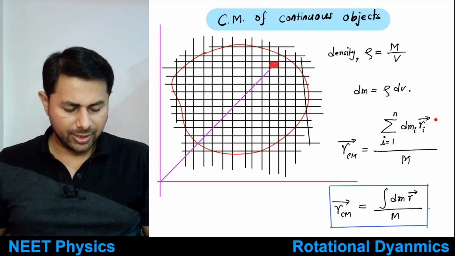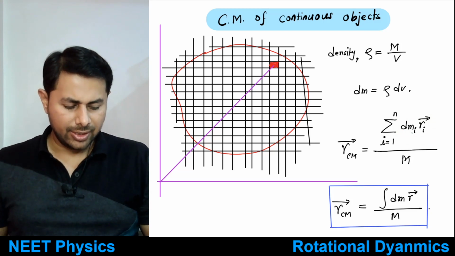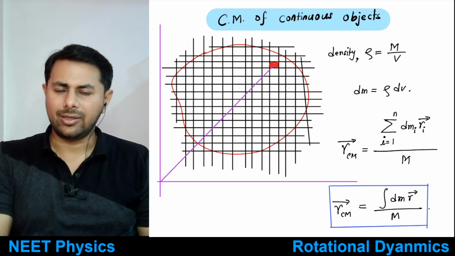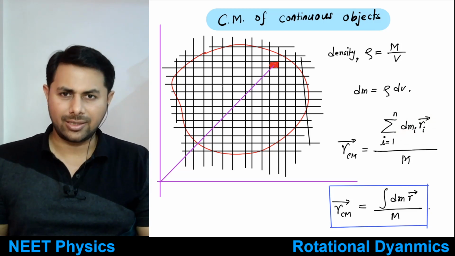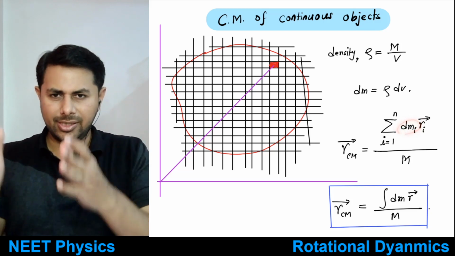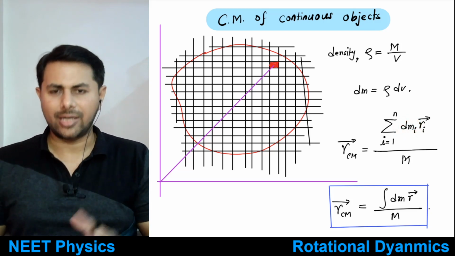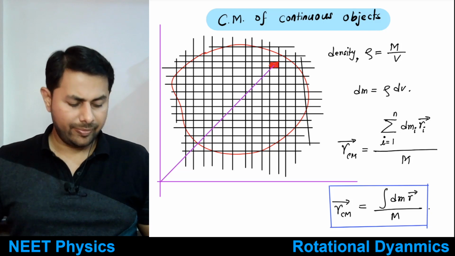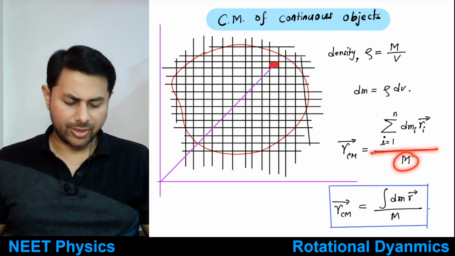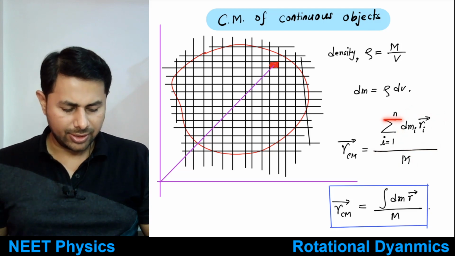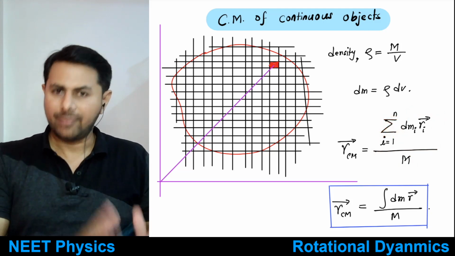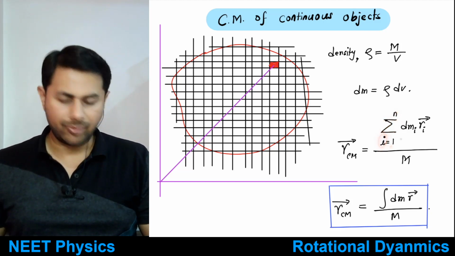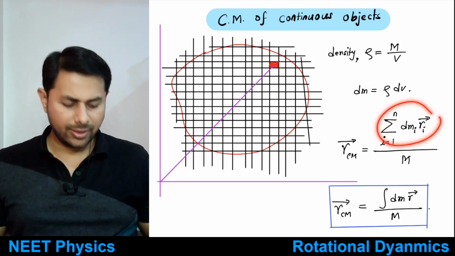So then how do we find the center of mass in such a way? You will name these particles dm1, dm2, dm3, and their position vectors are r1 bar, r2 bar, r3 bar. Then you will add it up: dm1 times r1 bar plus dm2 times r2 bar plus dm3 times r3 bar, and so on up to dmn times rn bar, divided by the mass of the body. You write that in compact form using the summation of dmi times ri bar, where i goes from 1 to n, right? So this is how we write it in compact form.